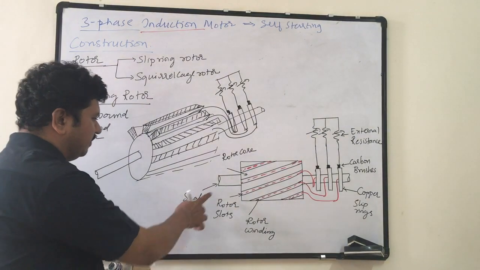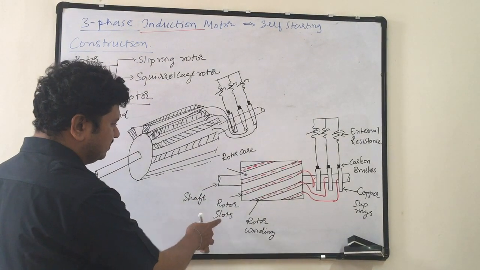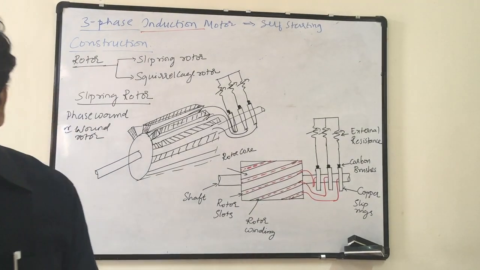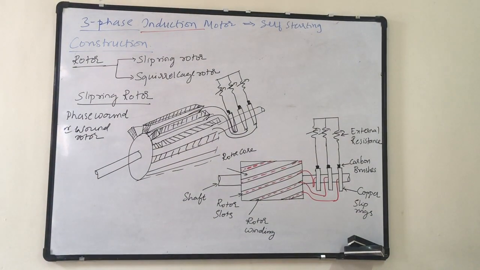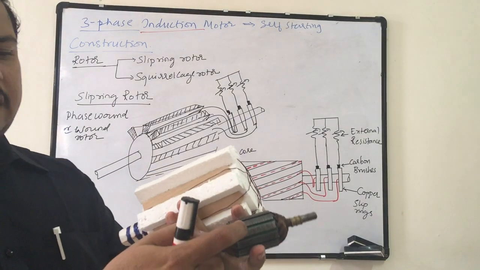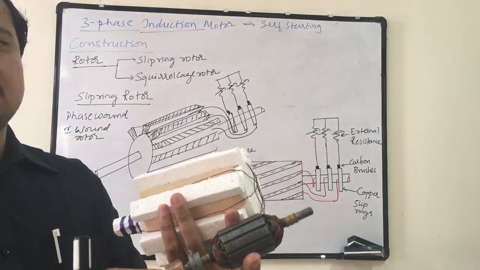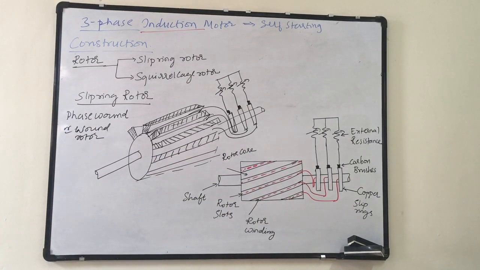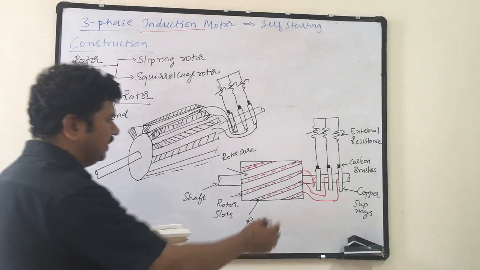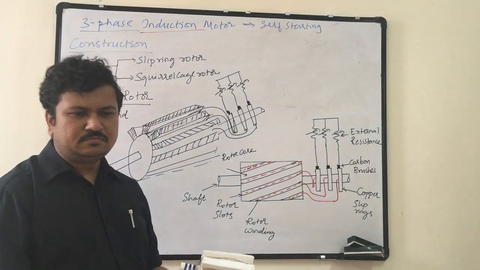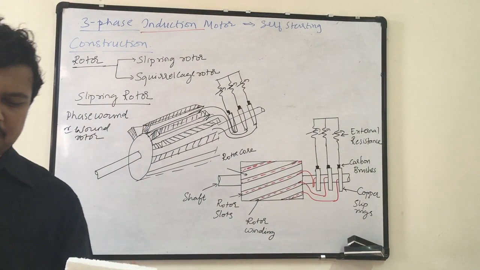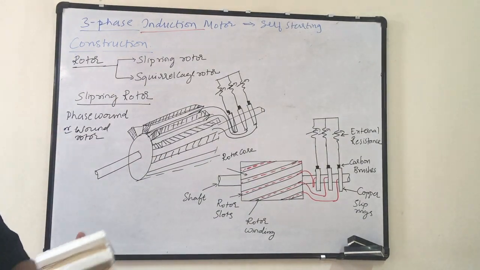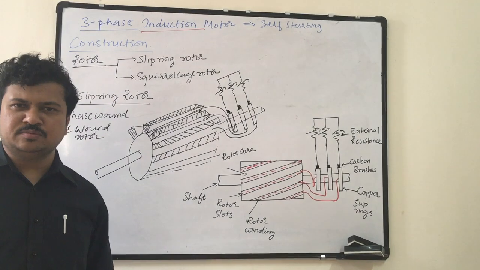The shaft is made up of cast iron; rotor slots, everything is made up of silicon steel laminations. If you see laminations, you can observe here, these are the lines what you see here. Each line is one lamination. Slip rings are made up of copper. These 3 slip rings are made up of copper rings. Brushes are made up of carbon, because carbon is smooth material.